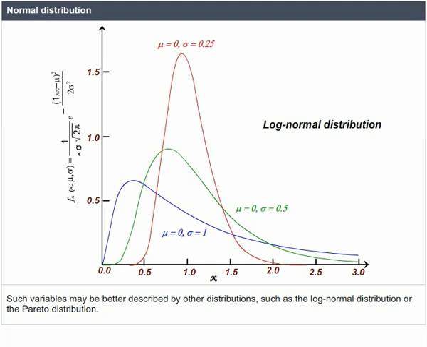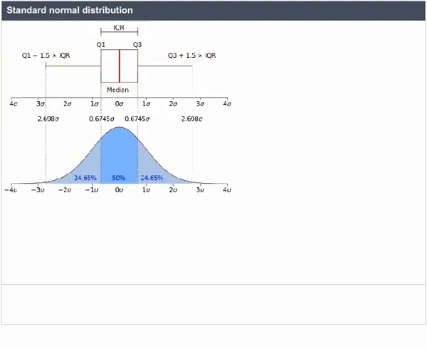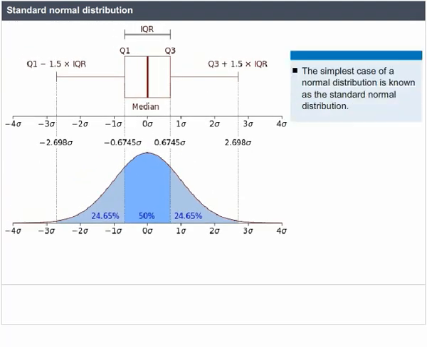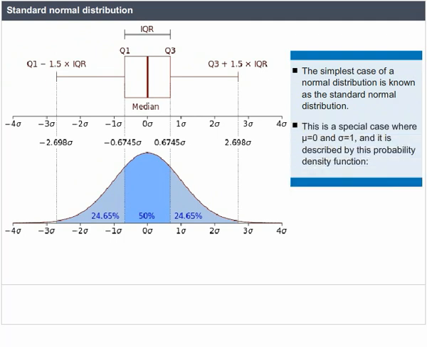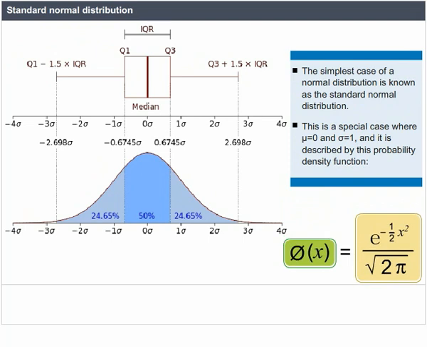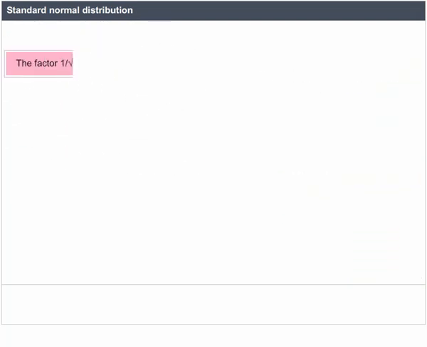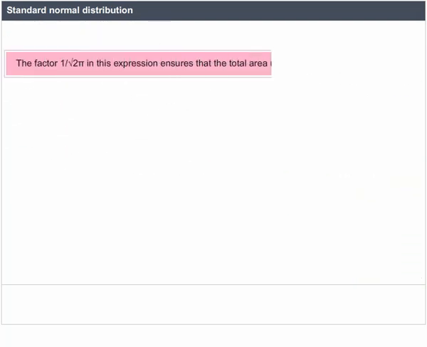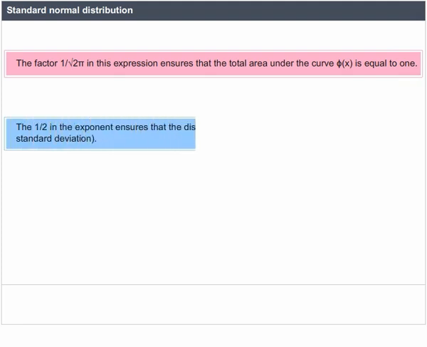Standard normal distribution. The simplest case of a normal distribution is known as the standard normal distribution. This is a special case where mu equals 0 and sigma equals 1, and it is described by this probability density function: phi of x equals e to the power minus 1 by 2 x squared, divided by the square root of 2 pi. The factor 1 divided by the square root of 2 pi in this expression ensures that the total area under the curve phi of x is equal to 1. The 1 by 2 in the exponent ensures that the distribution has unit variance, and therefore also unit standard deviation.